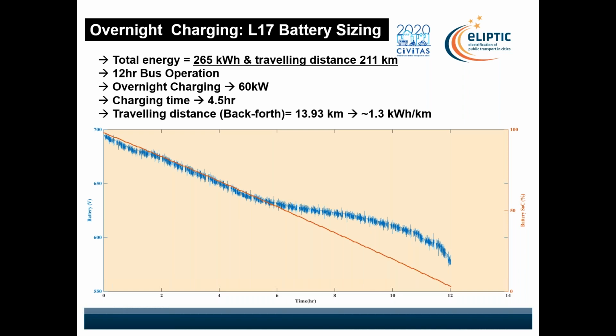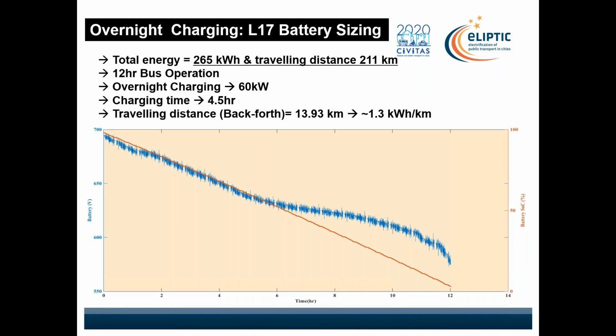What is the result for this line? If you are going to electrify this line, what is the size of the battery? From our simulation, we get around 265 kilowatt hour for a traveling distance of 211 kilometers, with 12 hours of bus operation and overnight charging of 60 kilowatt. The charging time required to charge this huge battery is 4.5 hours. If you calculate from the traveling distance and the required energy, we come out with 1.3 kilowatt hour per kilometer.